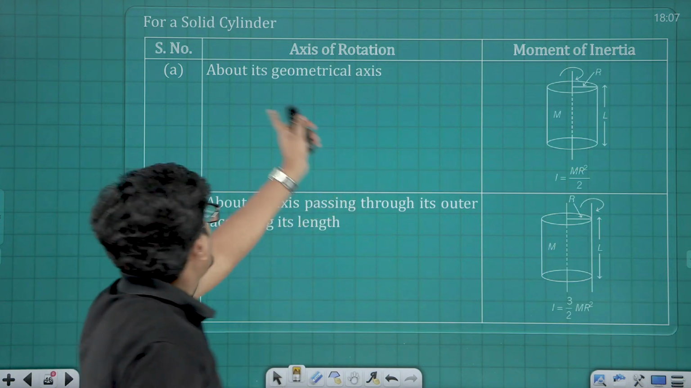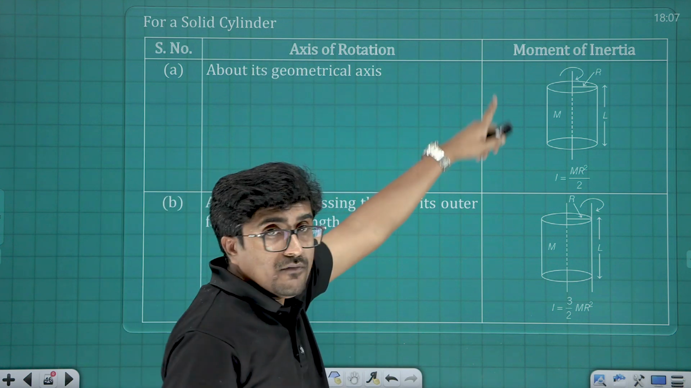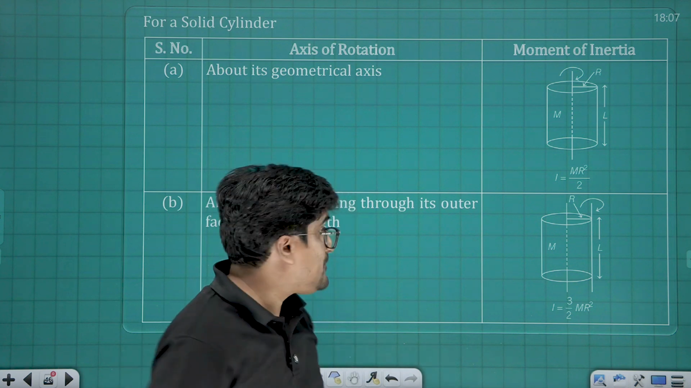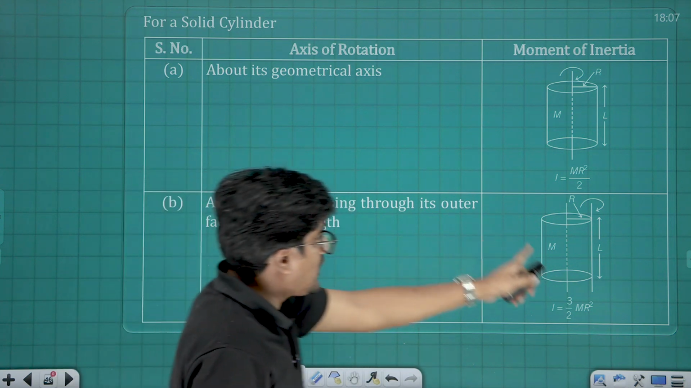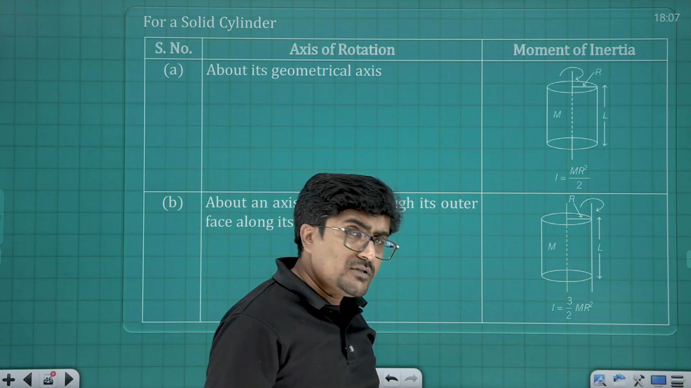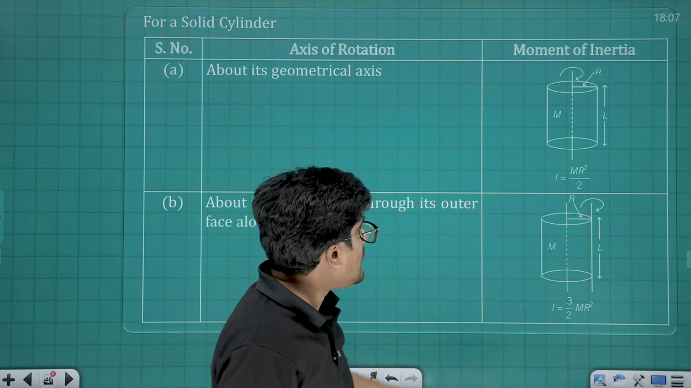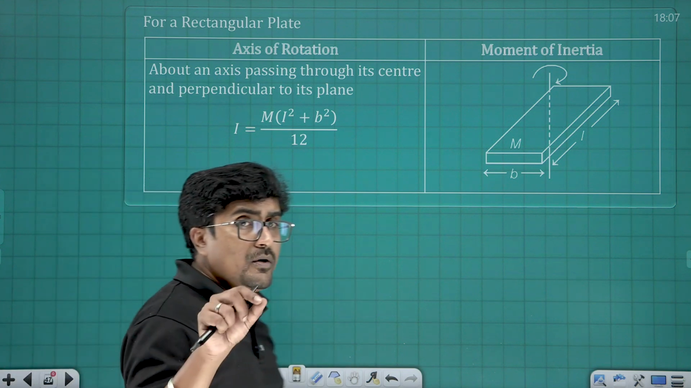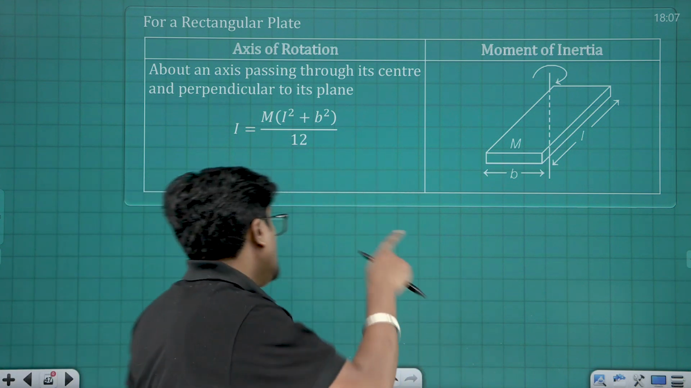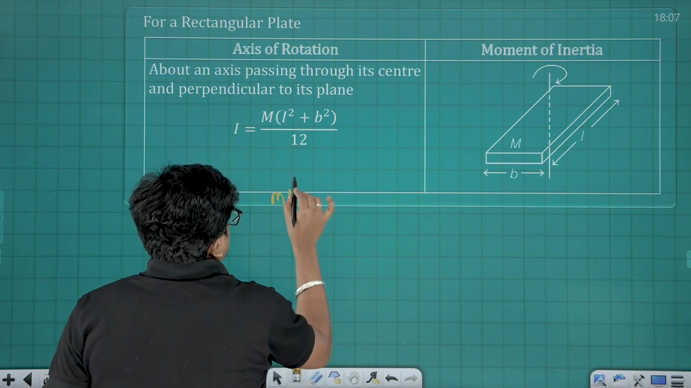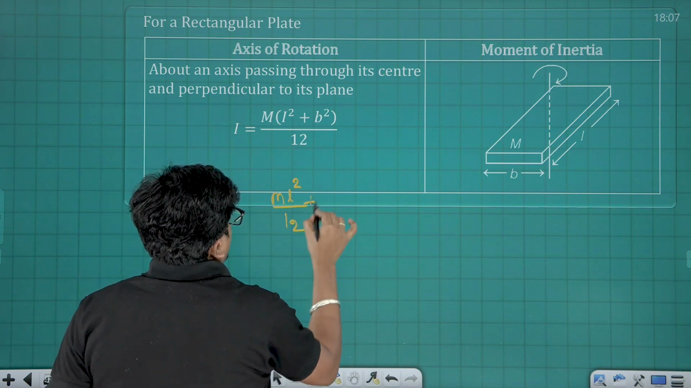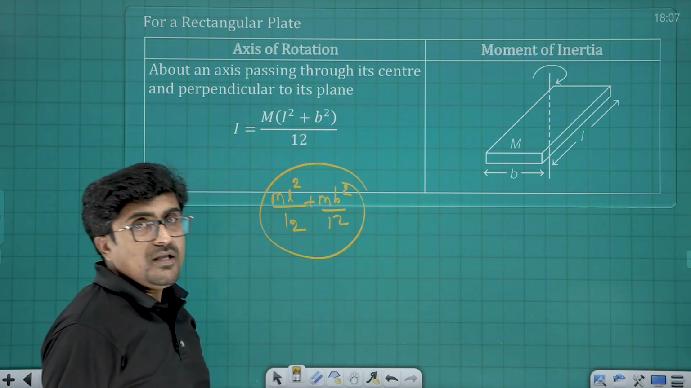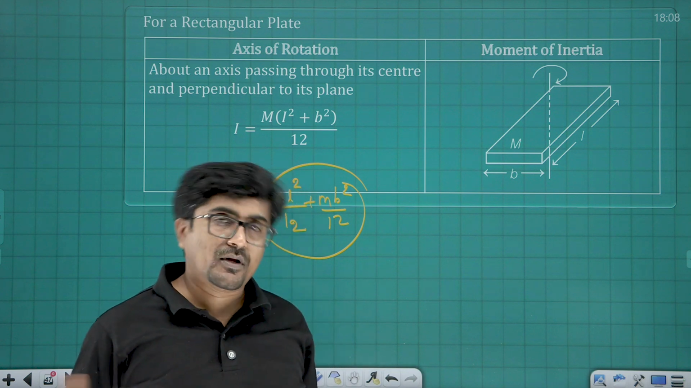Next, for a solid cylinder with respect to the axis, it's going to be mr square by 2, exactly the same as that of a disk. And with respect to one of the edges, exactly what was there for the disk will repeat. Now for a rectangular plate, do you remember for a rod it was ml square by 12? Here it's going to be ml square by 12 plus mb square by 12. Once you simplify, it's going to be m into L square plus b square by 12.